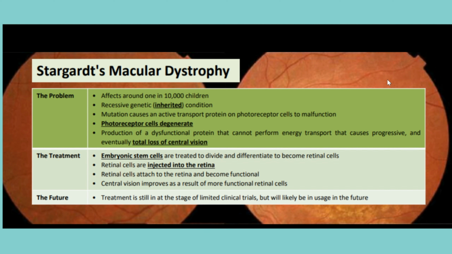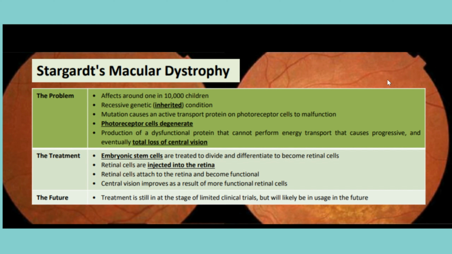So, Stargardt's muscle dystrophy, as I mentioned in the previous slide, the problem is that it affects one in every 10,000 children. So, that means it's actually quite frequent. And it is a recessive genetic inherited condition. That means it has to be passed down generations. And it's a recessive condition, which means you need two recessive alleles in order for the person to be affected by this condition. And mutation causes an active transport of proteins on photoreceptor cells to malfunction. So your photoreceptor cells in your eyes, which are the ones that detect light and enable you to see colors and basically whatever is in front of you, start to degenerate. So you practically lose total central vision.